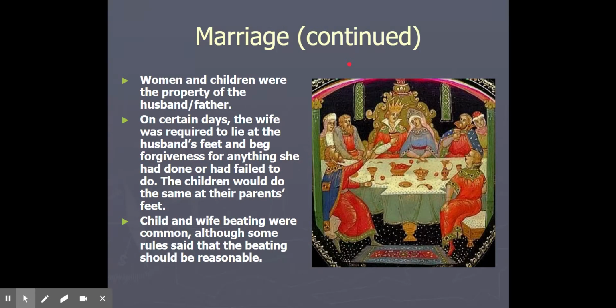Okay? So women basically didn't have any rights at this time. Right? They didn't have the right to say what they want. And they didn't even have the right to own property. So whatever property they owned belonged to the husband, and the husband could do whatever he wanted with it.